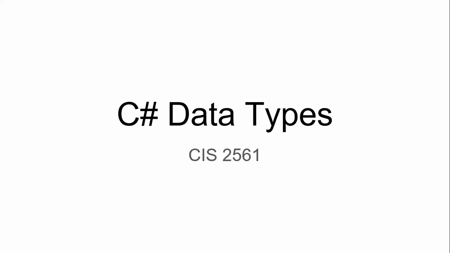Hello. In this video I'm going to introduce the data types that are built into the C# language. C# is very different from Lua and Python. It is a strongly typed language, which means when you make a variable or specify that a function takes a parameter, you have to say what type of data that variable is going to hold. So we're going to talk about the types of variables that are built into the language.